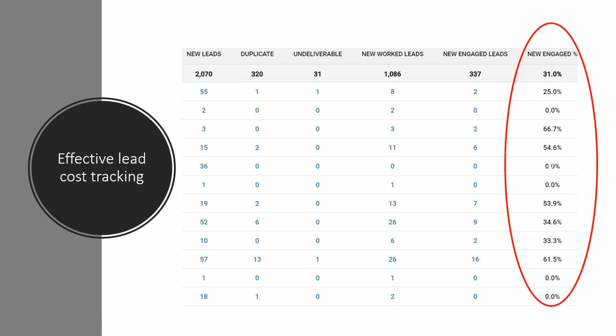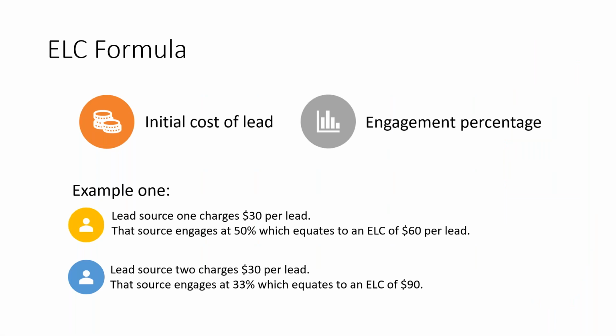So if we get, in this case, the first one, 55 leads from lead provider A, those leads engage at about 25%, versus somebody down below that's at 66%. It's pretty obvious that there's a difference in engagement and probably quality of lead. And we'll get more into that as we go through the webinar.